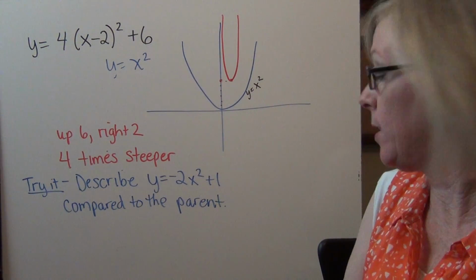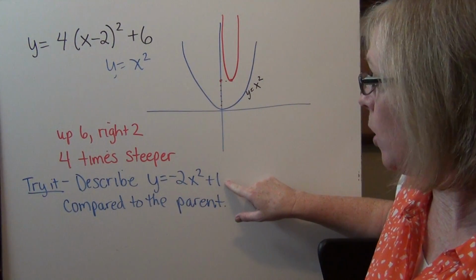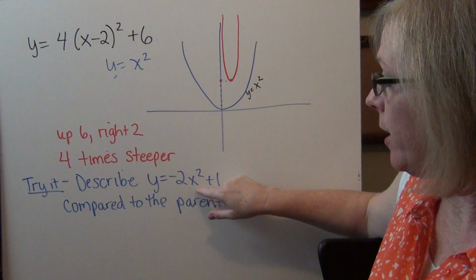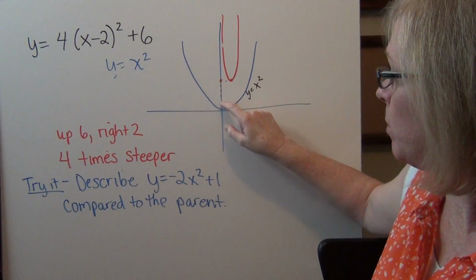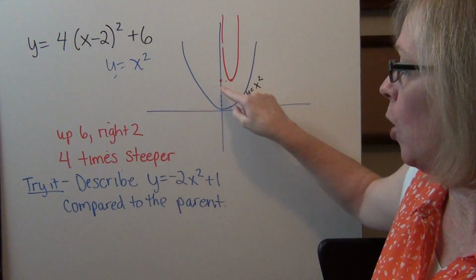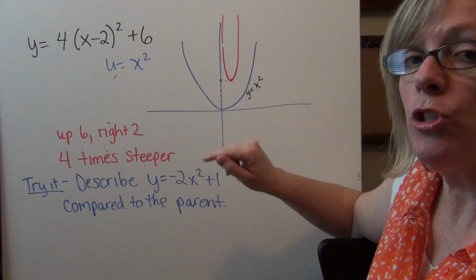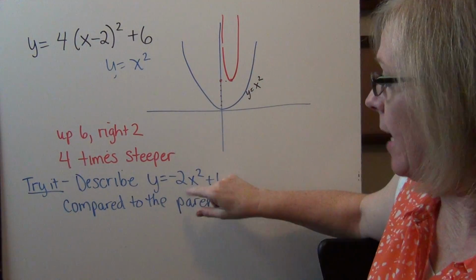Okay, let's do this now. So first thing I notice is plus 1. So I know it's going to go up 1. There's no number here with the x, so it's going to stay on the axis here. So it's going to move up 1, and see that negative 2? Negative means open down, and 2 means 2 times steeper. That's how this will relate.